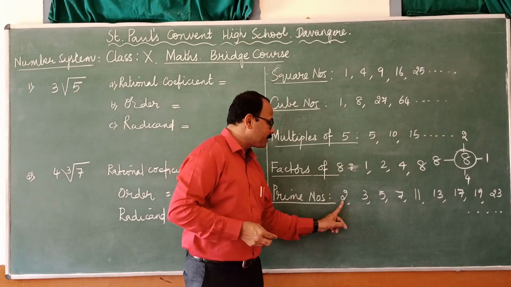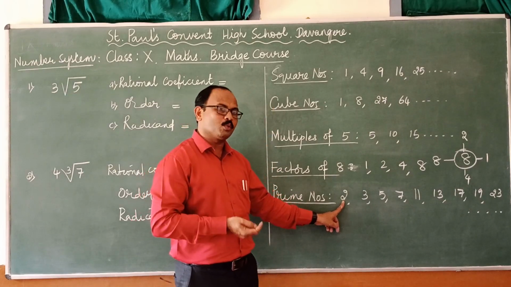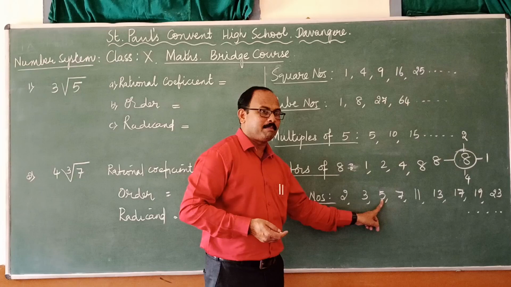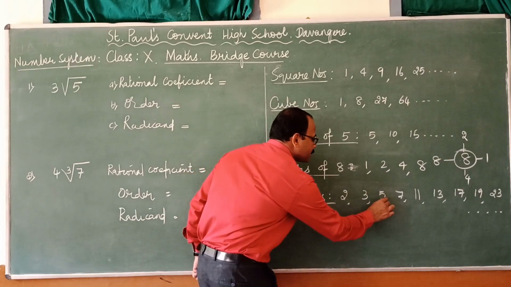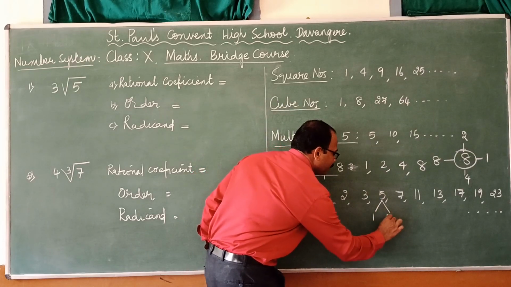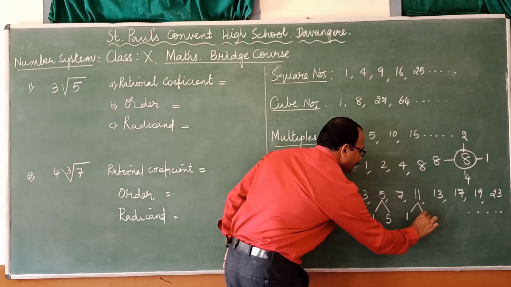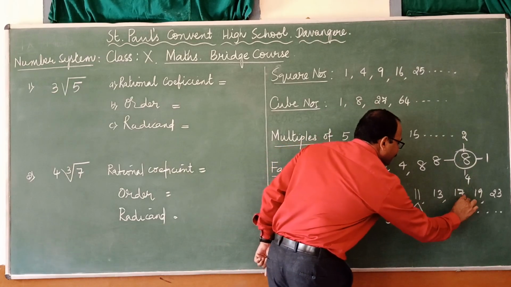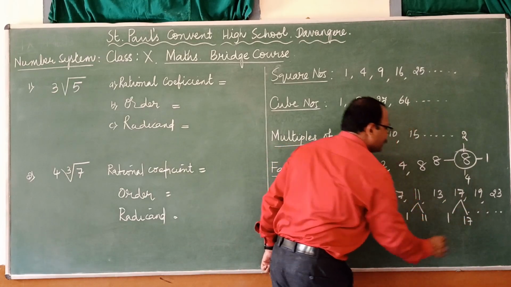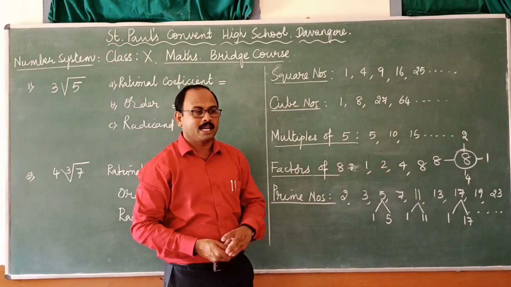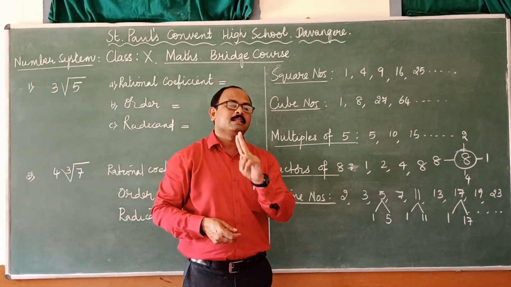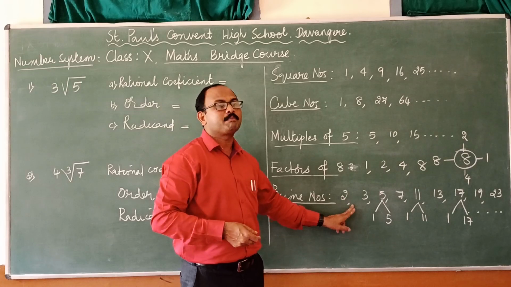For example, 2 is divisible by 1 and 2. 5 is divisible by 5 and 1. These are the 2 factors, 1 and 5. This is 1 and 11. 1 and 17. All these numbers have only 2 factors. Therefore, they are called prime numbers.